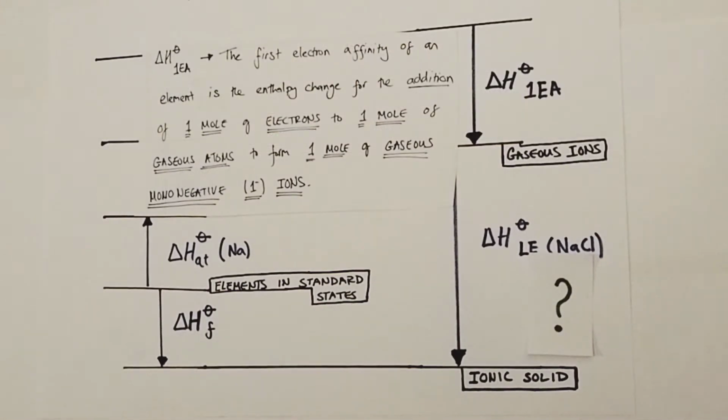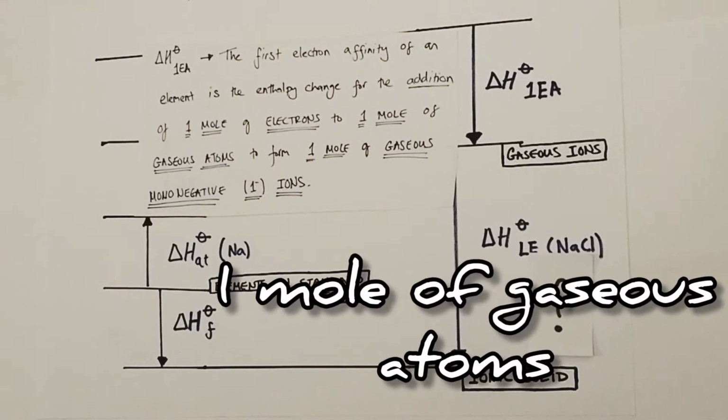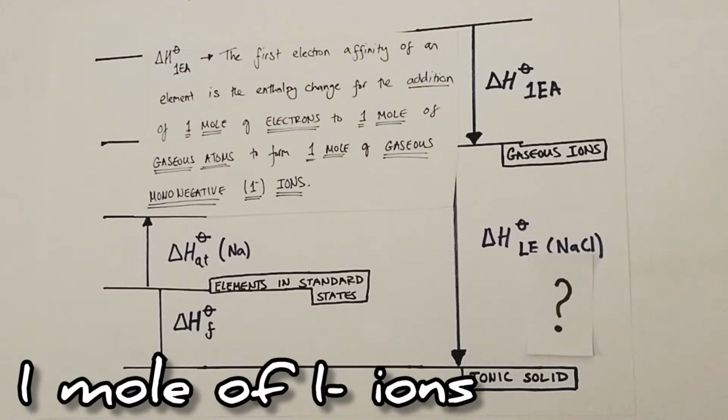The absolute polar opposite or flip side of the coin of that definition is delta H theta 1 EA, which is the first electron affinity for an element. In this case, it will be chlorine. And it's the enthalpy change for the addition of 1 mole of electrons to 1 mole of gaseous atoms to form 1 mole of gaseous mononegative or 1- ions.